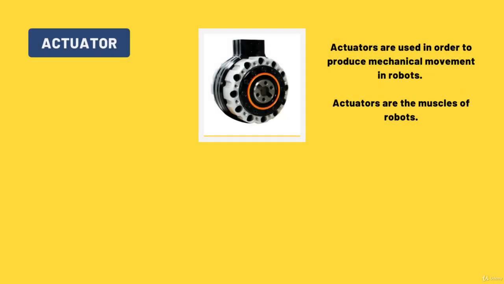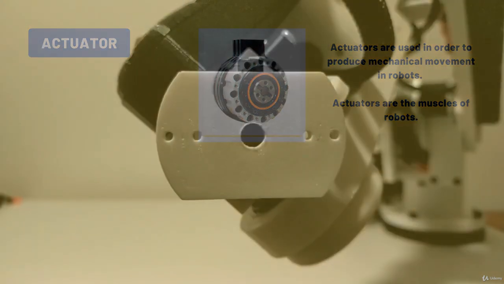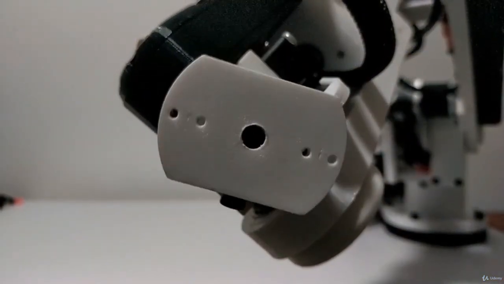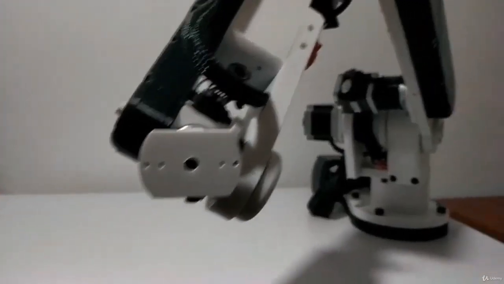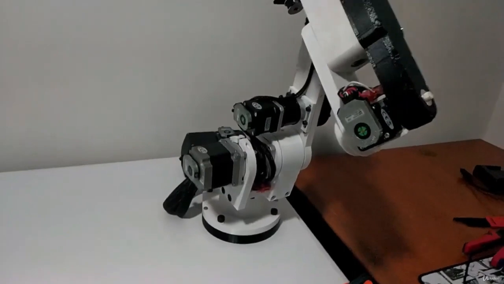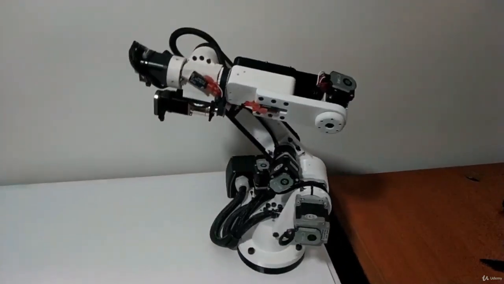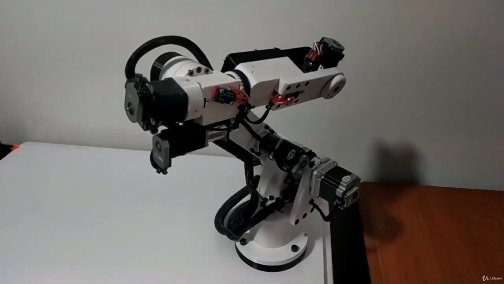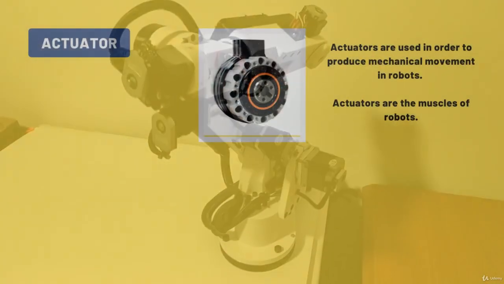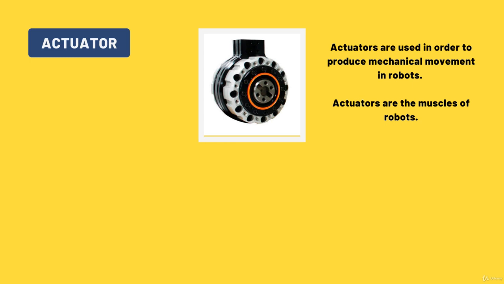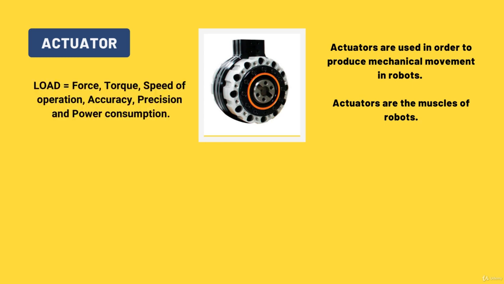The next component of a robot would be actuator. Actuators are used in order to produce mechanical movement in a robot. Actuators are in fact the muscles of robots. There are many types of actuators available depending on the load involved. And by the term load, we mean many factors including force, torque, speed of operation, accuracy, precision, and power consumption.